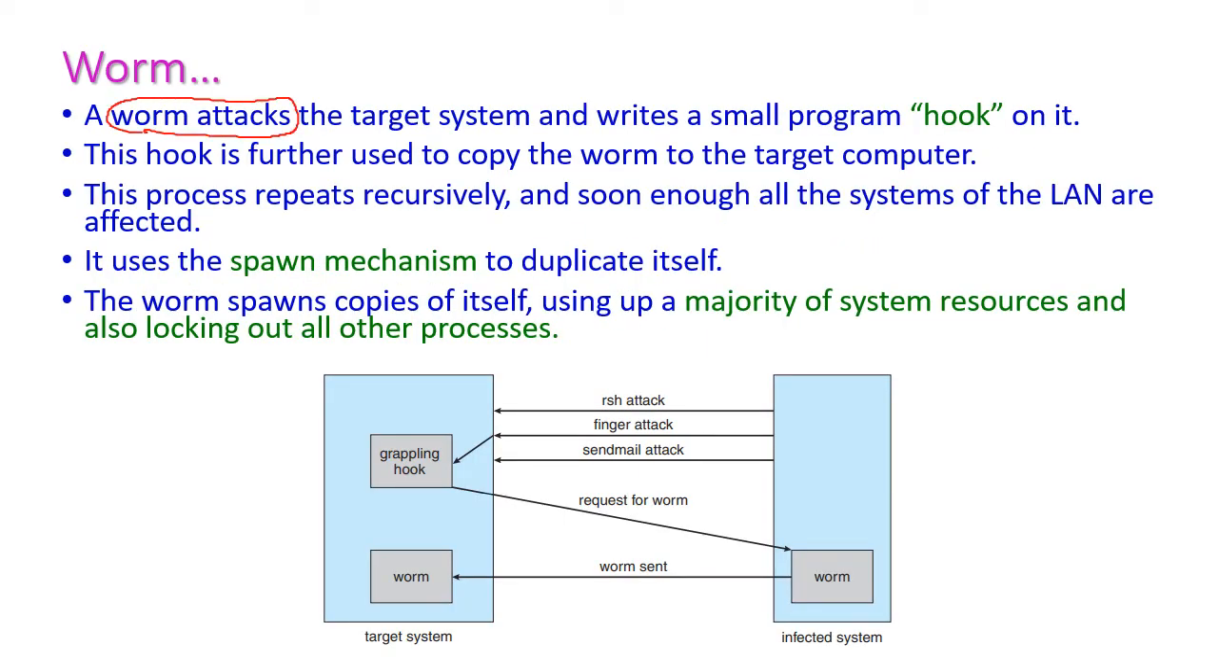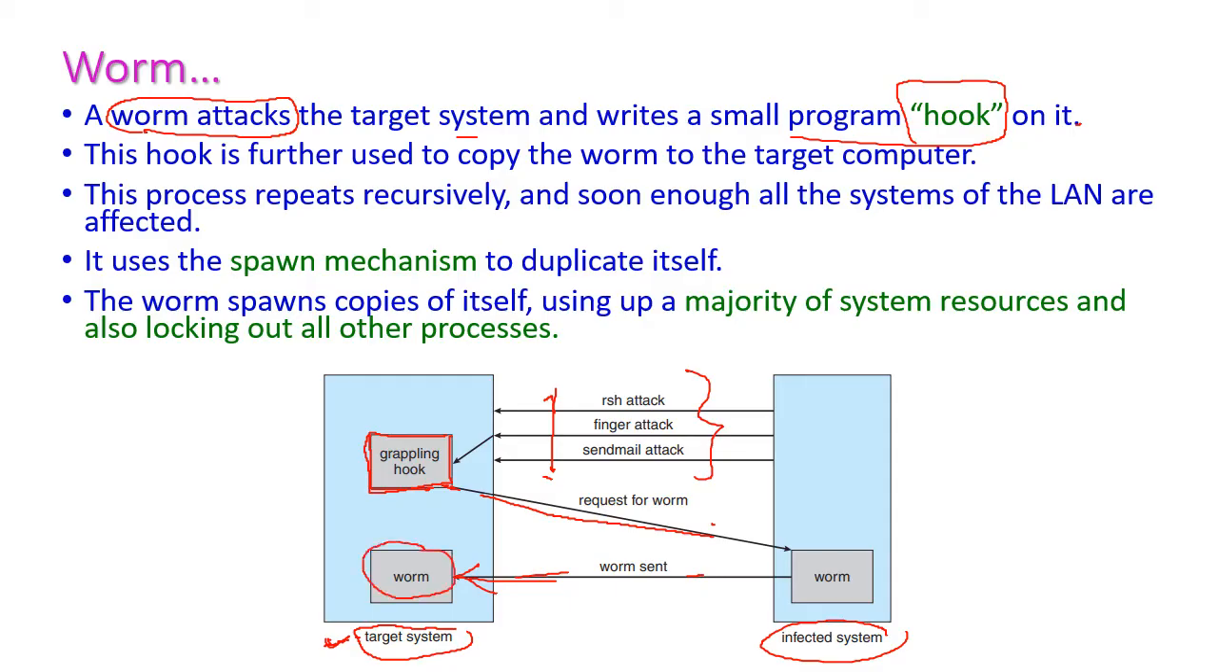The worm attacks the target system by using a small program that will hook onto it. Okay, this is our target system. From the infected system, the attacker sends this hook program to the target system. When the user of the target system tries to download any of the attached files and downloads the program, the hook is attached to it. So without the knowledge of the user, the hook is copied into the target system, right? Once the hook is copied here, it sends a request to the infected system for the worm. Then the worm is copied to the target system, right? Once the worm is copied here, it will make multiple copies of itself.